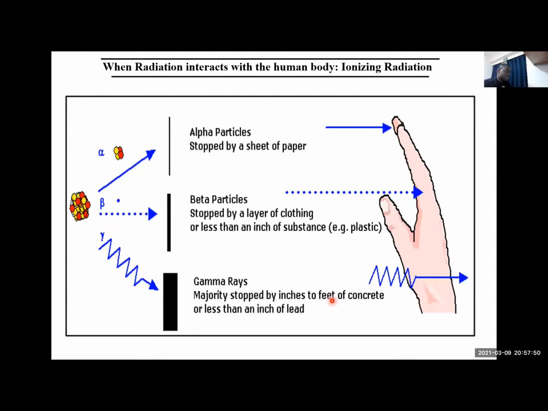And when radiation interacts with the human body, we could have two types. It could interact by ionizing interactions, or it could interact by non-ionizing interactions. I'm going to explain that briefly. So in the ionizing interactions, there is electromagnetic radiation that has sufficient energy to ionize atoms or molecules by detaching electrons from them. And we have three types: alpha particles, beta particles, gamma rays, which you probably know from the previous speakers.